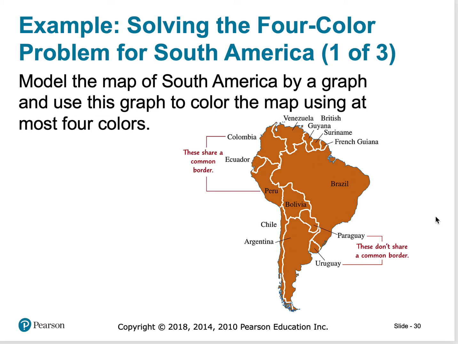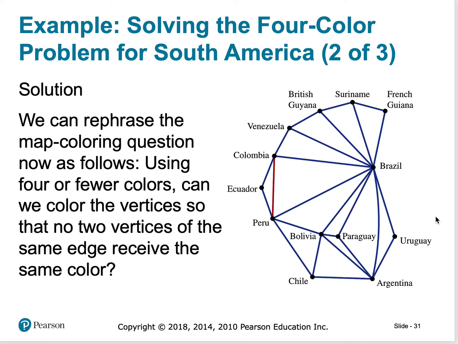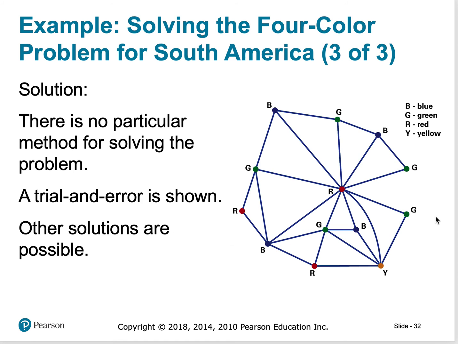So first I have to identify, well, who shares a common border? And then I'm going to work backwards from using vertices and lines to travel and not just having the image. If I look at this, there's no particular rhyme or reason to what's going on, so I just have to do trial and error, and that's how I arrive at my solution.